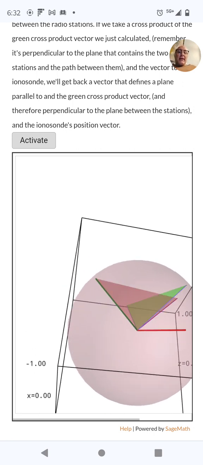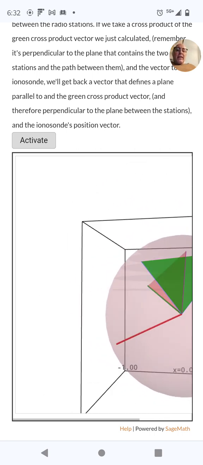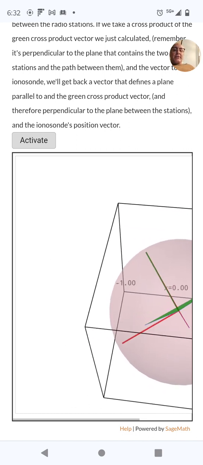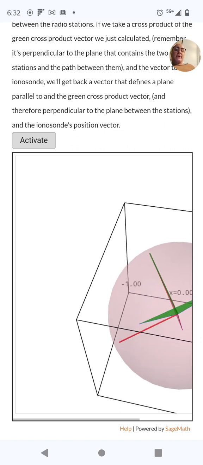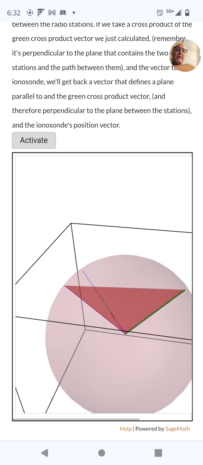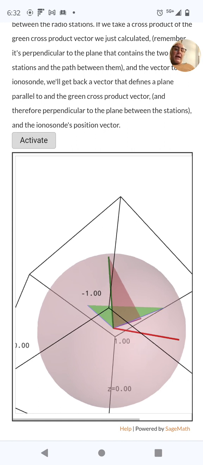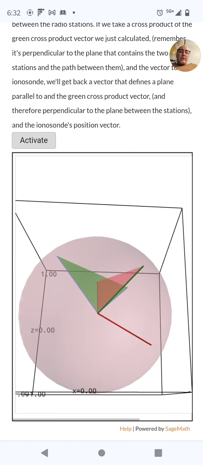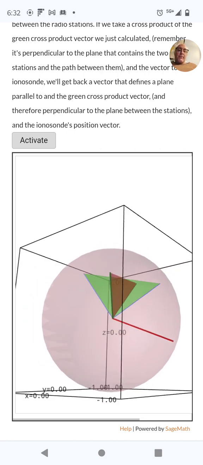What I'm going to do is take that green vector and do another cross product, this time with the ionosonde vector. And then this really cool thing happens. The vector from the first cross product is perpendicular to both of the paths of the QSOs and defines a plane. That means any plane I draw that contains that first cross product vector is going to be perpendicular to the plane between the two QSOs.